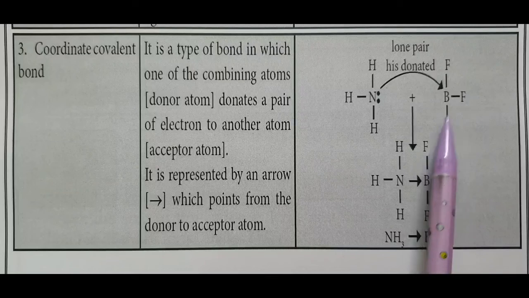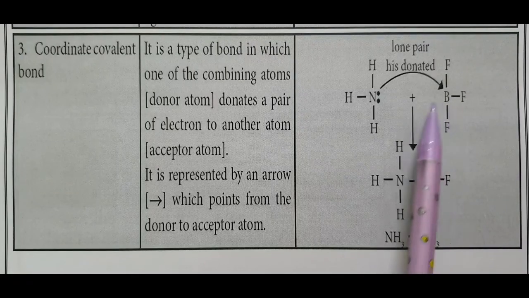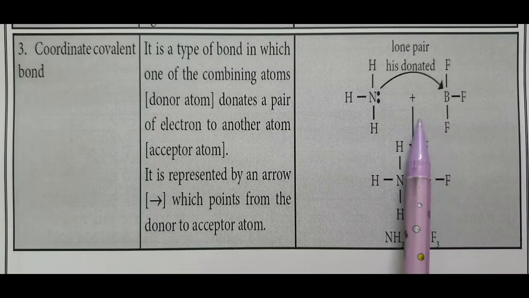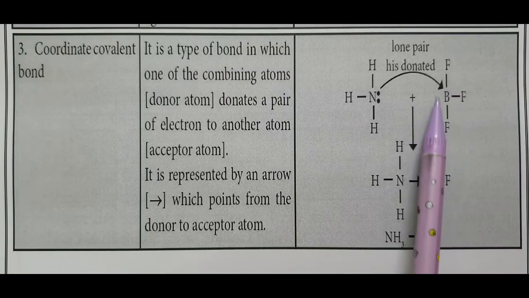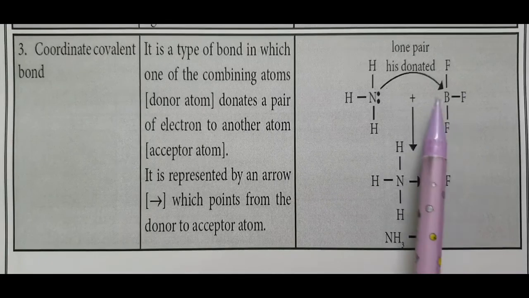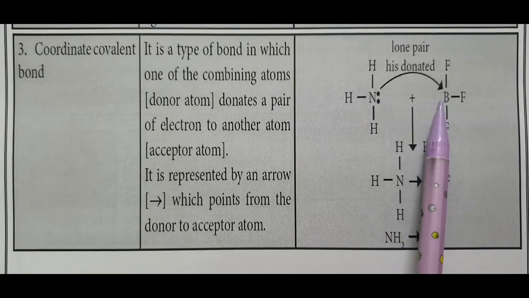Boron trifluoride is an electron deficient compound. We can see that around the boron atom there are only 3 bonds, a bond containing 2 electrons: 2, 4, 6 electrons. So boron, instead of getting 8 electrons, gets only 6 electrons. Therefore, boron trifluoride is an electron deficient compound.